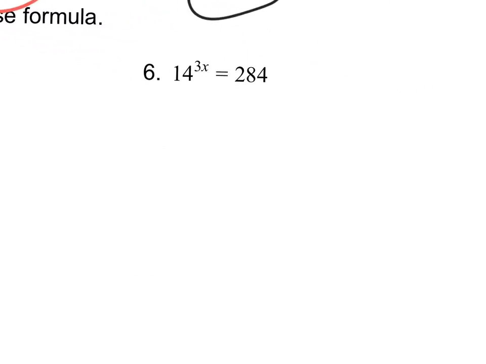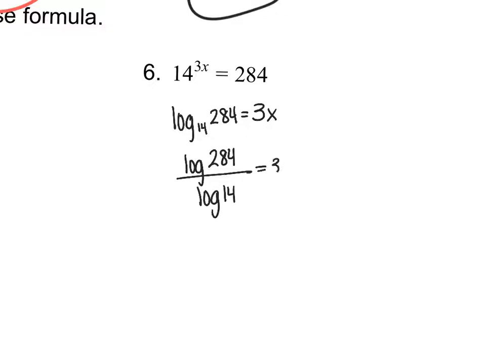For the next one, put it in log form. So log base answer equals exponent. We're going to do our change of base. So log answer divided by log base. Now look, this is equal to 3x. So in order to get x by itself, we're going to divide that answer by 3. So in my calculator, I'm going to do log 284 divided by log 14, enter, and then divided by 3. So I get 0.71. We'll go 2 decimal places.